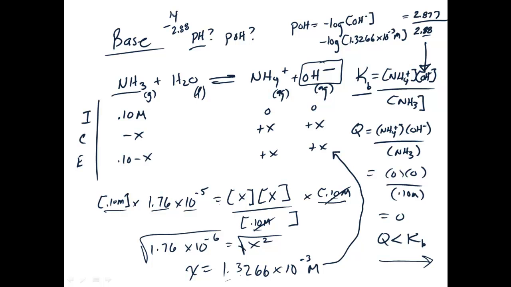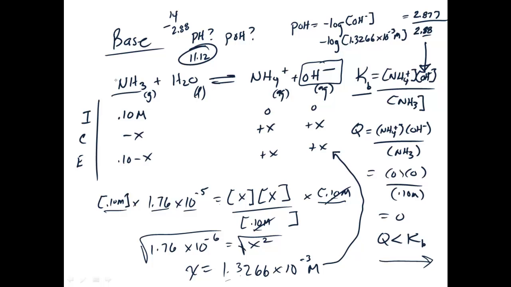So when we do that, we get 11.12. Now, without a doubt, everybody knows that's a basic solution. pH of 11.2. It's above 7. All right?